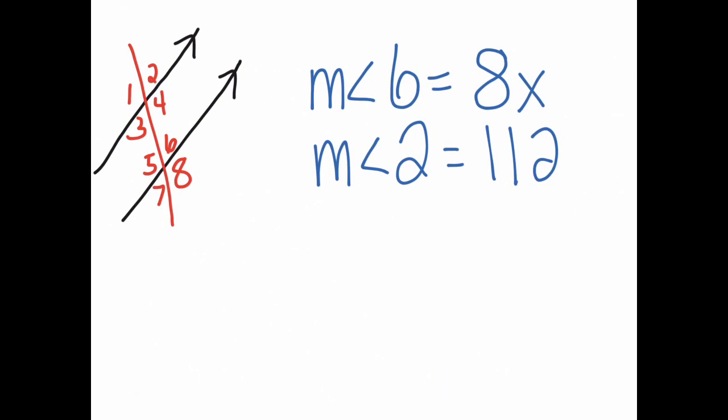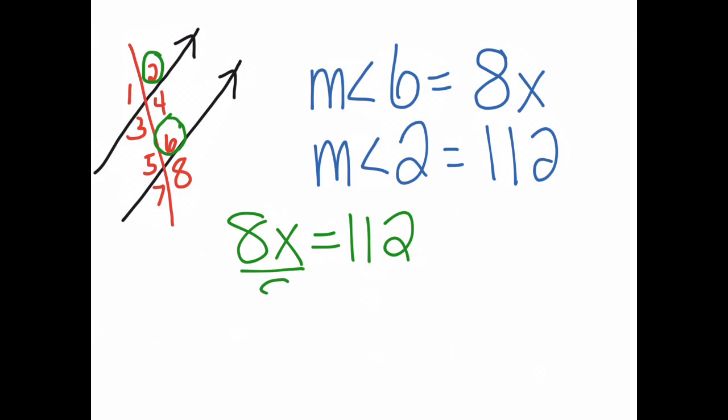For our next question here, they tell us the measure of angle 6 is 8x, and they tell us the measure of angle 2 is 112. Well, angle 6 and angle 2 are corresponding angles, so that means that they are congruent. So we can set this equation up just like this and make them equal to each other. And when you take 112 and divide it by 8, what you get is 14. So x equals 14.